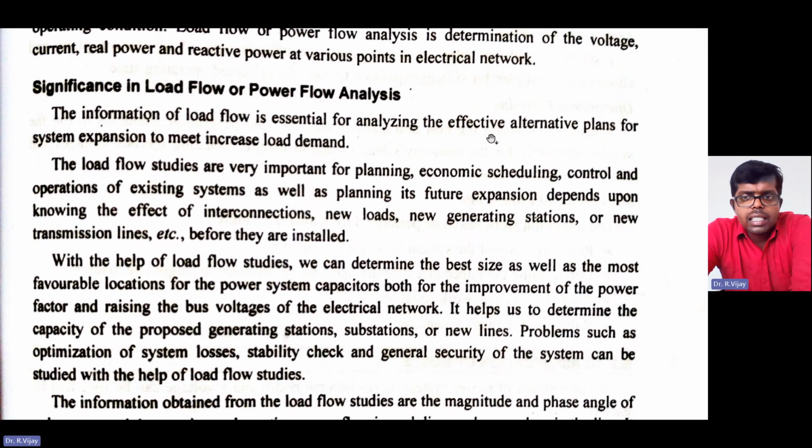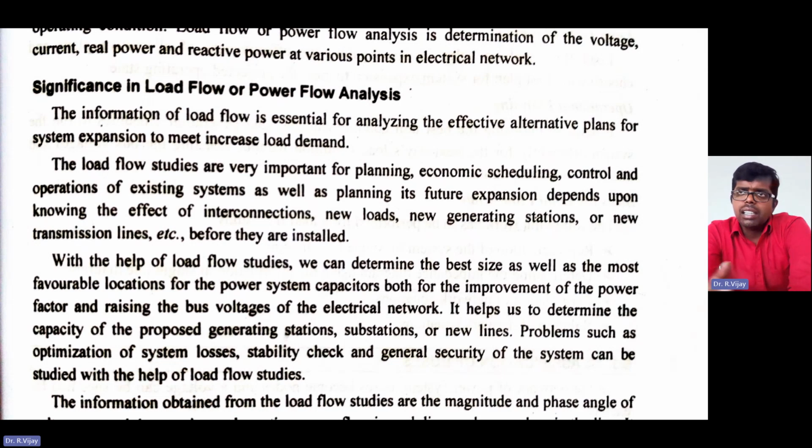A 20 megawatt power deficit means we need to plan. Say, for example, your load is 1500 megawatt and the generation is also 1500 megawatt, but at the receiving station we are only getting 1480 megawatt. So there is a 20 megawatt deficit, and definitely we need to increase the generation.